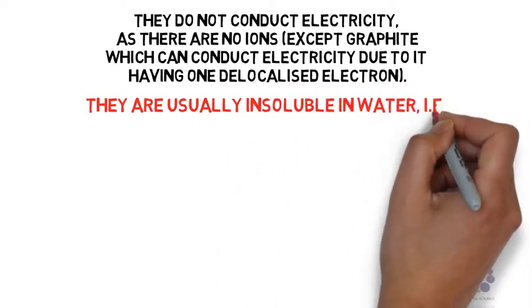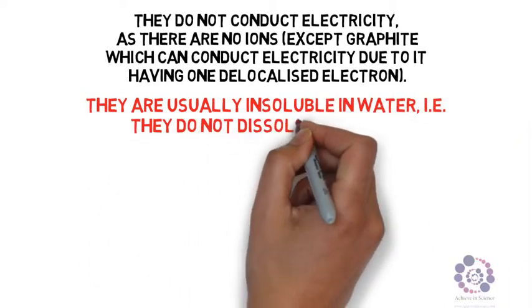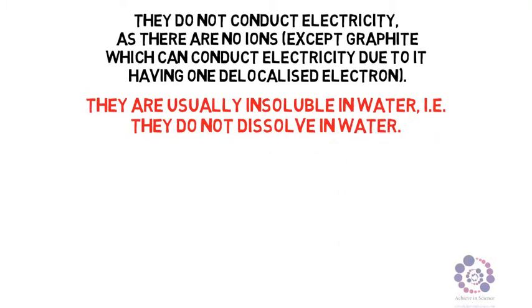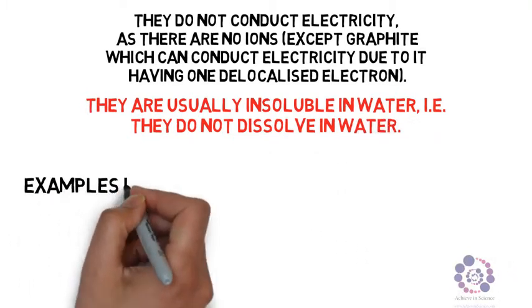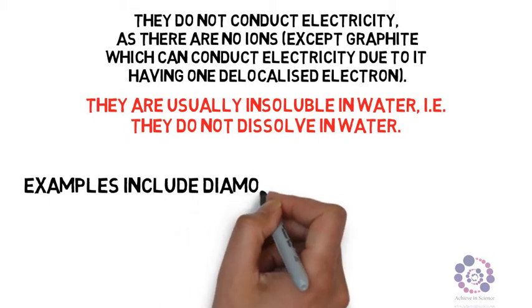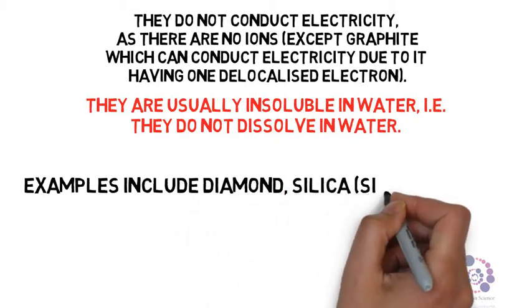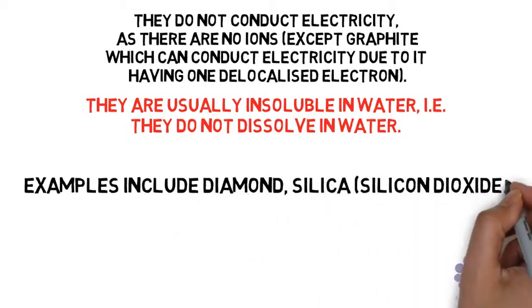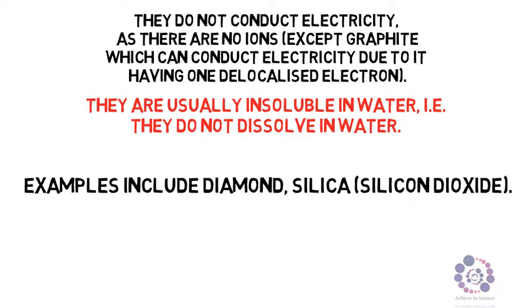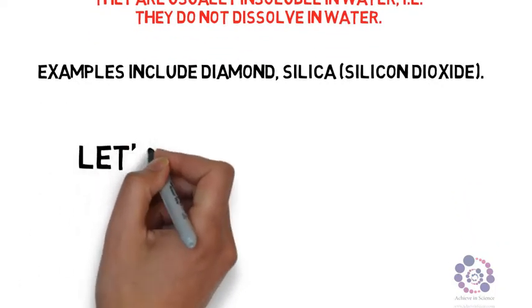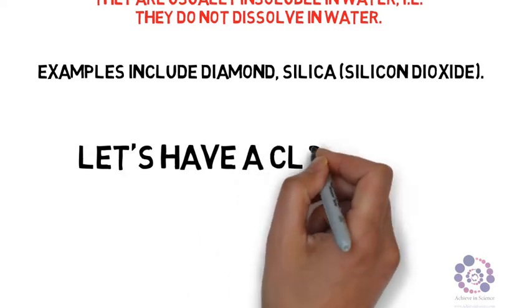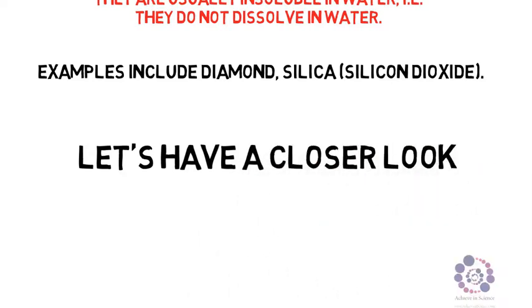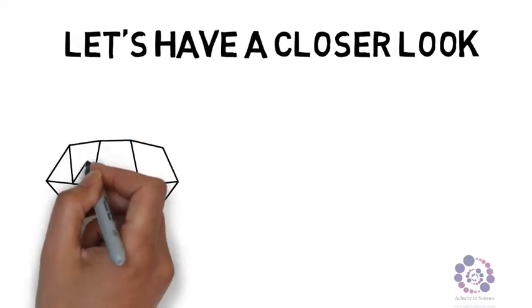Throughout this video we're going to look at some different examples of giant covalent structures, but for instance they include examples like diamond and silica, otherwise known as silicon dioxide. We need to be able to look at the different properties and the reasons why they have different properties. So let's have a closer look at them all. First of all, let us begin with diamond, a very important structure.